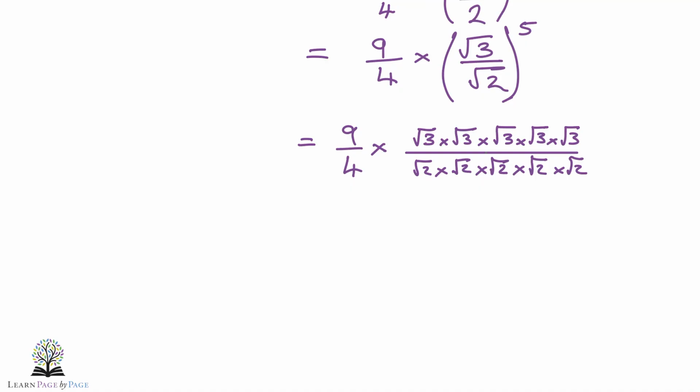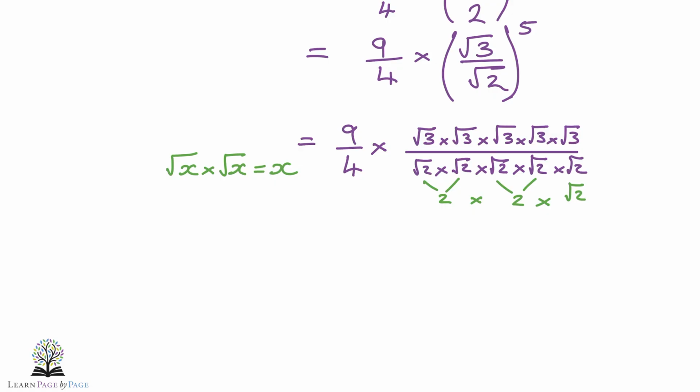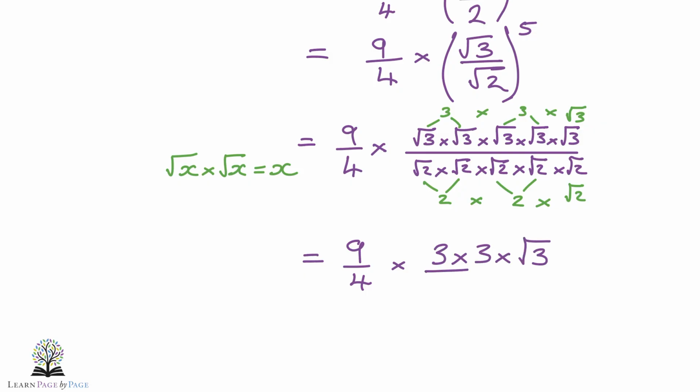And now our rule here is root x multiplied by root x will give us x. So I like to look at these and pair them up. So we'd take root 2 multiplied by root 2, that's 2, and I've got another pair here, and then finally I'm left with root 2. So that's going to be our denominator, and then our numerator 3 root 3, and that gives us our 9/4. That stays the same, and then we've got 3 multiplied by 3 multiplied by root 3 all over 2 multiplied by 2 multiplied by root 2.